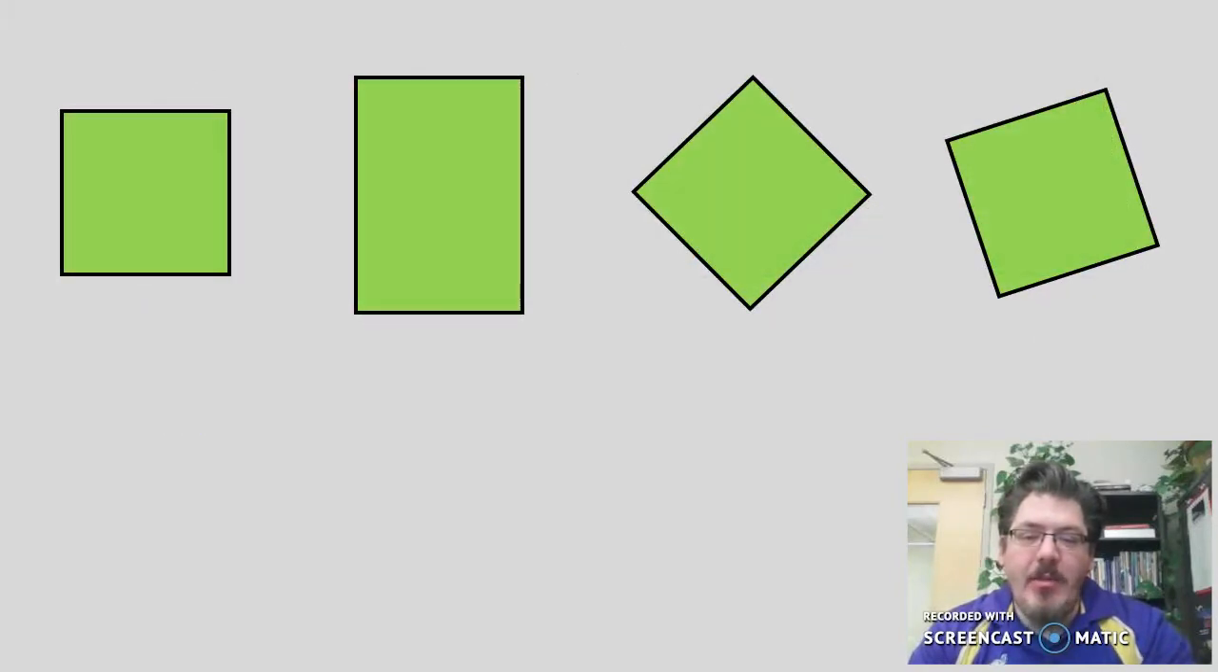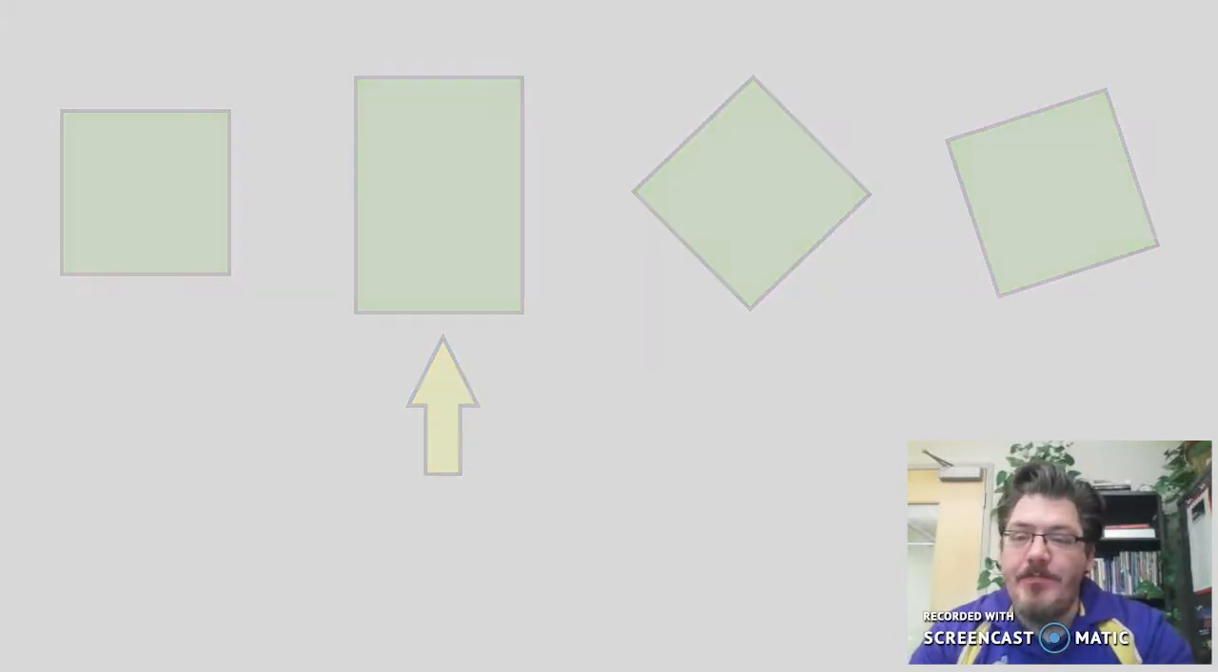As another example, suppose that you are given the four shapes on the screen. Which shape is different than the rest? In this case, the second shape, the rectangle, is different from the other shapes, which are all identical squares, even though their orientations have changed.